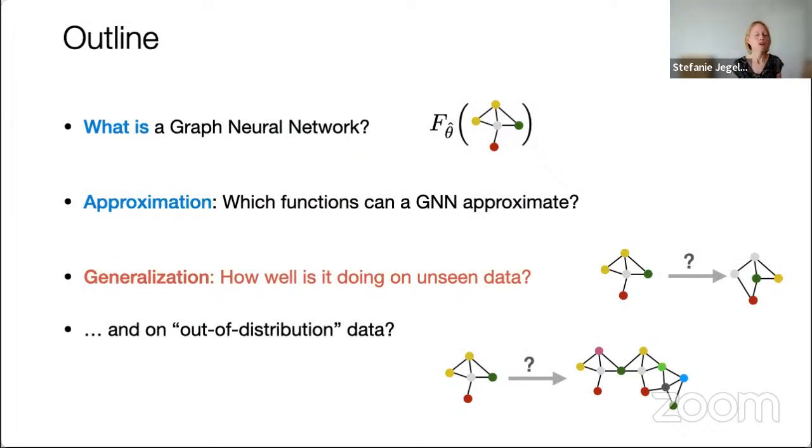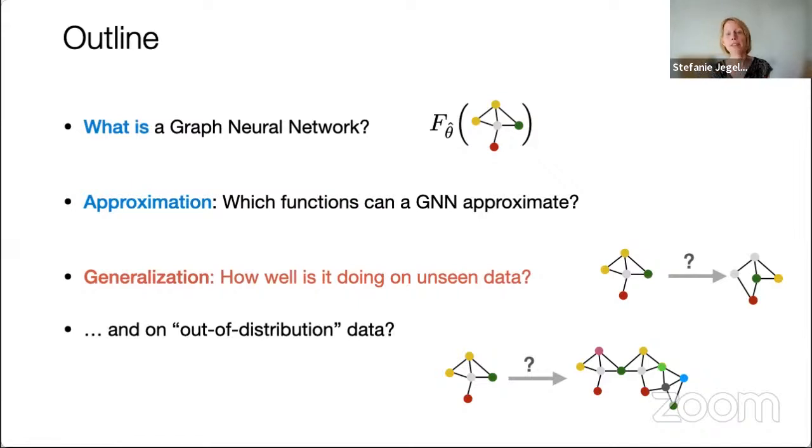This was a short overview of some of the approximation results that we have for graph neural networks to date. And in the second part of my talk, I want to think a little bit about, well, a graph neural network may be able to represent a function, but are we actually going to be able to still learn that function just by looking at data? So this is the question of generalization.